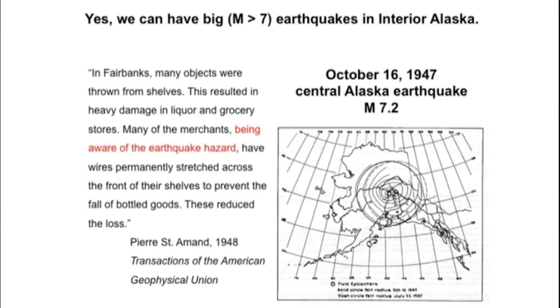This resulted in heavy damage in liquor and grocery stores. Many of the merchants, being aware of the earthquake hazard, have wires permanently stretched across the front of their shelves to prevent the fall of bottled goods. These reduced the loss." Now, I don't know about you, but when I go around Fairbanks, I don't see any wires stretched across the front of shelves. And this is really a reminder: why is this the case in 1948?